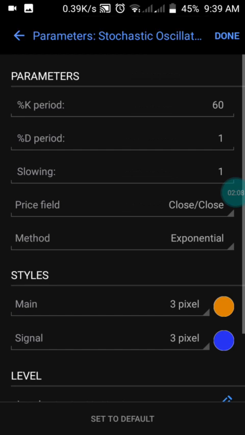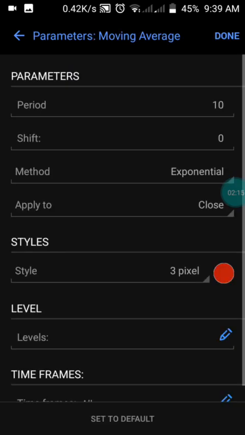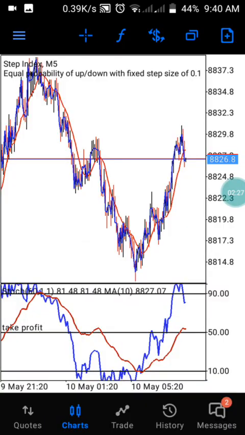When you do that, you press done here, and you'll have the last moving average in window 1, which is a moving average of period 10, shift of 0, method exponential, apply to close, and red as the color. Then you press done. By doing this, you will have this same strategy on your phone like this. But let me tell you, this strategy only works for step index, and it only works on 5-minute time frames.